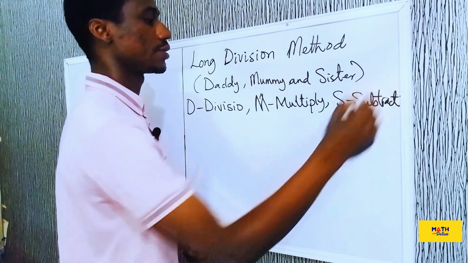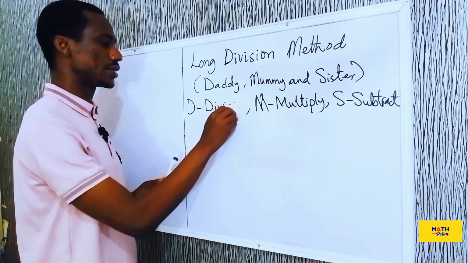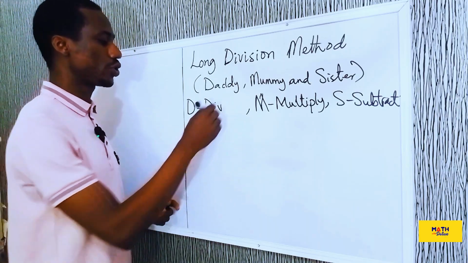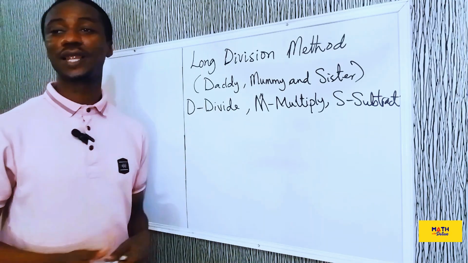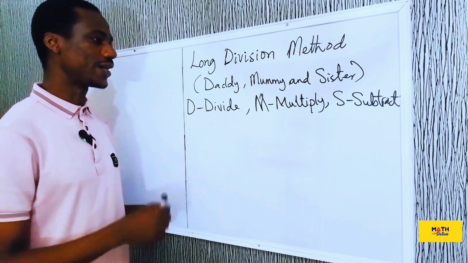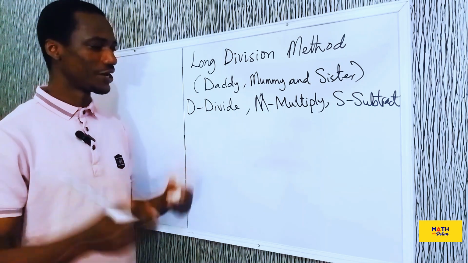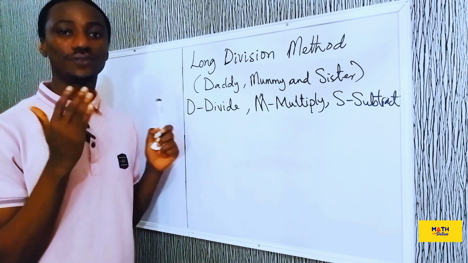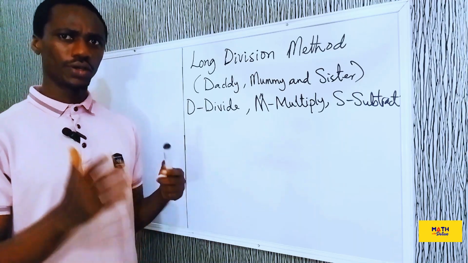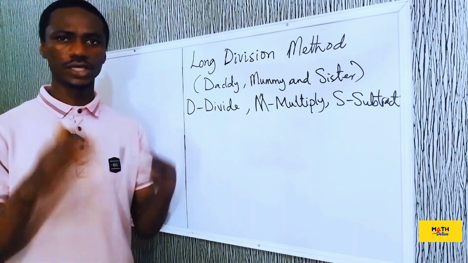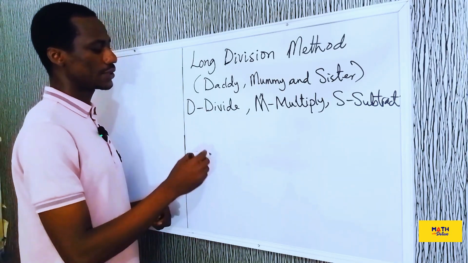So this is a strategy we're using. Divide. I'll just write this as divide. So divide, multiply, and subtract. And that's what we're going to do all through the video for the long division method. For each digit, you're going to do divide, multiply, and subtract.